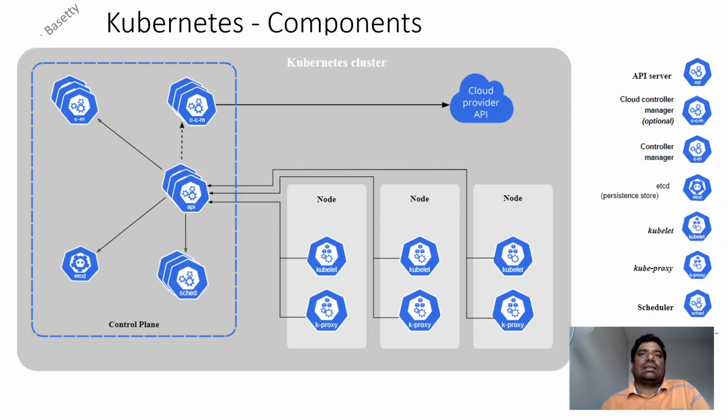Kubernetes has several different components: cloud provider API and CCM. If you look here, CCM stands for cloud controller manager. CM means controller manager. etcd is a persistent store. I'll give you a little more background.